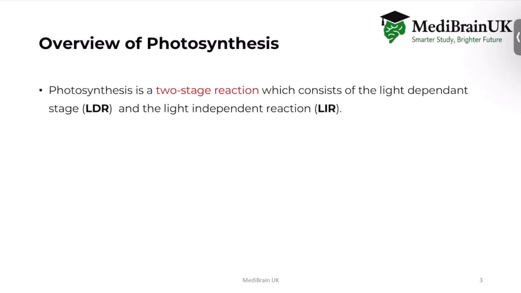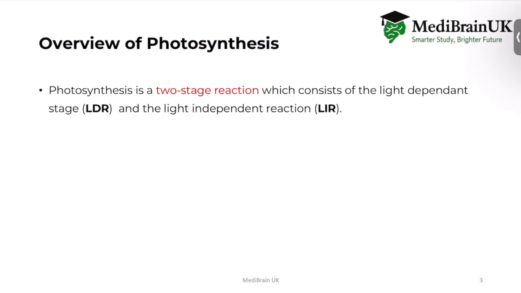So photosynthesis, we talked about it being a two-stage reaction that consists of two stages, which is the LDR, the light dependent reaction, and the LIR, which is the light independent reaction. Those were the two stages of photosynthesis that we spoke about previously. Okay, and we've already looked at the light dependent reaction.